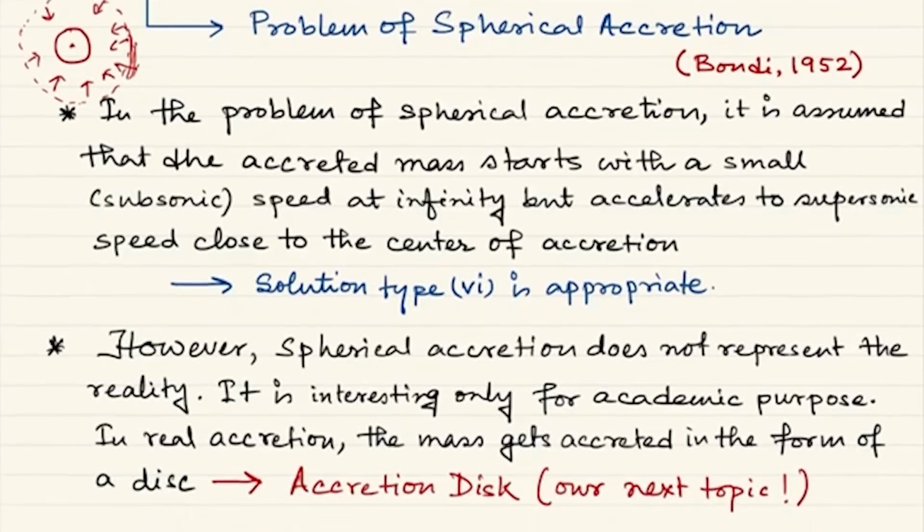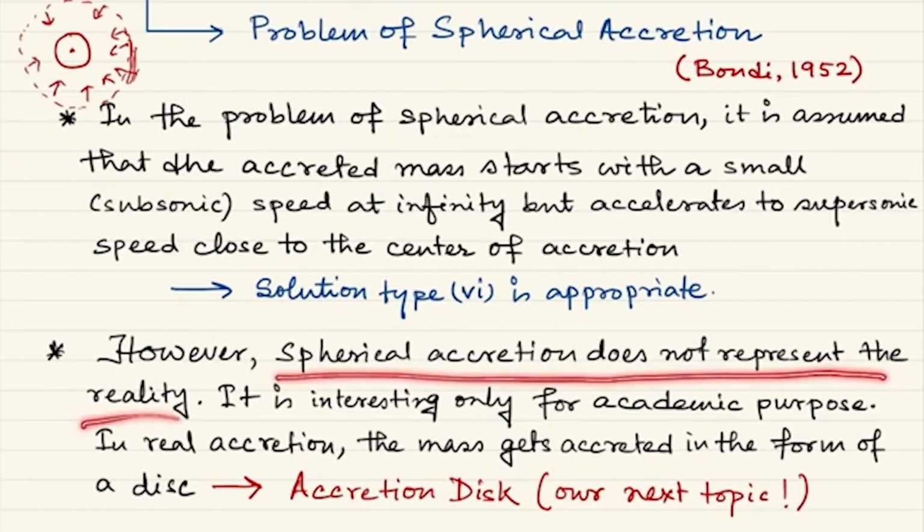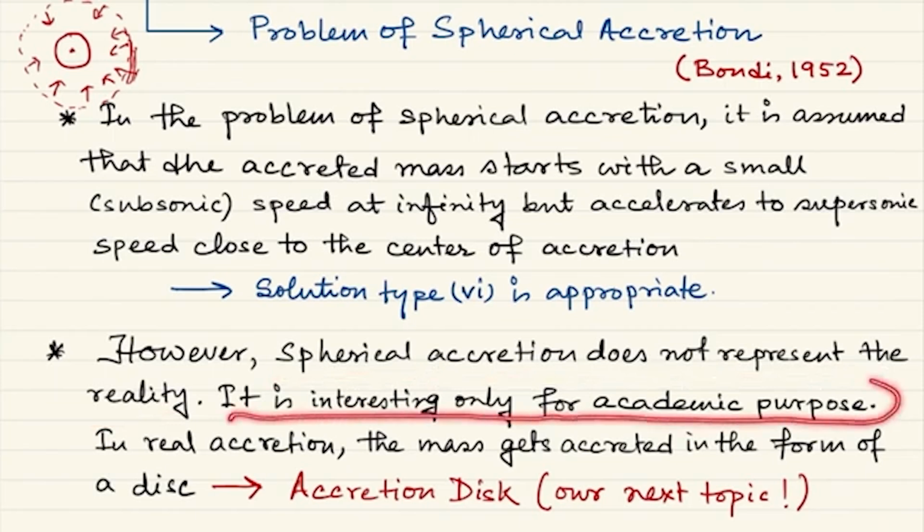Now, however, as I said, this was just a first way to address the accretion problem in astrophysics theoretically, but spherical accretion does not represent the reality. It is interesting only for academic purposes, to show the correspondence between this one and the stellar wind problem at steady state, the equivalence between the two.